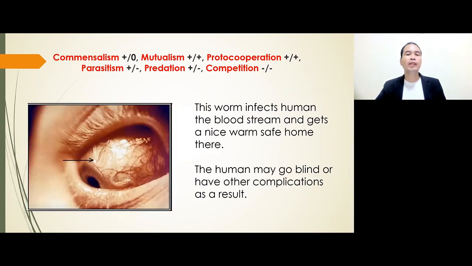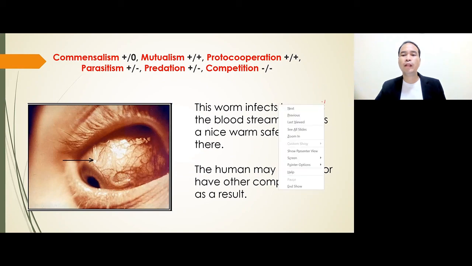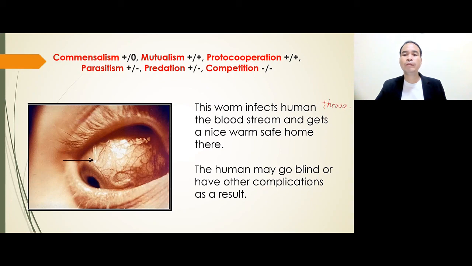Okay, next, let's look at the next example. So we have here this worm. This worm is inside the eyes of a human being. The worm infects the human through the bloodstream and gets a nice, warm, safe home there. The human may go blind or have other complications as a result.